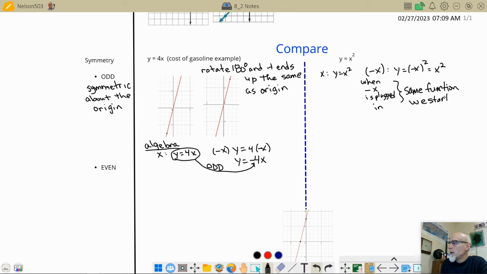When you plug a negative into an odd function, you get the opposite function you started with. So this is how you algebraically show that you have an odd or even function. You're plugging in negative x wherever you see x, and you're seeing what happens. What do you get out when you plug negative x in?